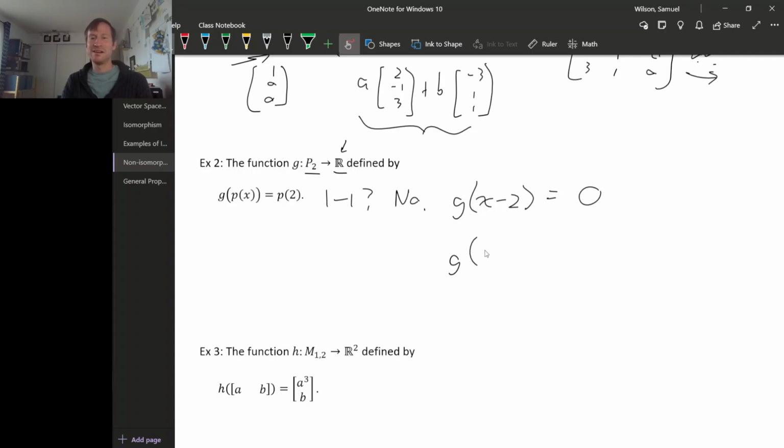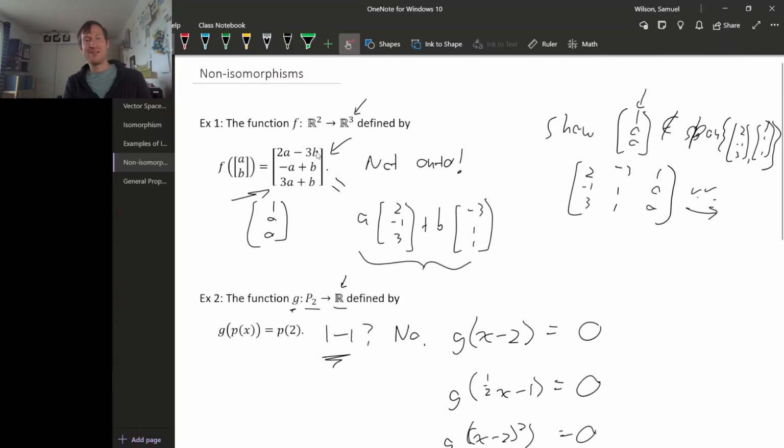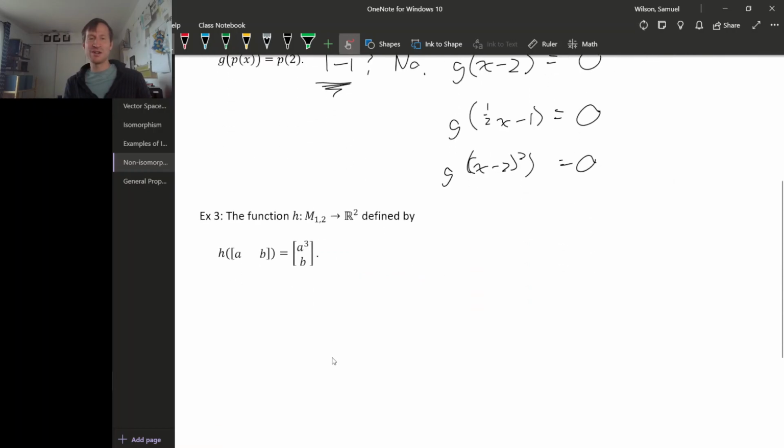For example, 1/2 x minus 1 also produces 0 when you plug in 2. Or (x minus 2) squared also produces 0 when you plug in x equals 2. So this function g is not at all one-to-one, so it's not an isomorphism. Okay, so there's an example of one that fails to be an isomorphism because it's not onto, and one that fails because it's not one-to-one. How about one that fails because it doesn't preserve structure?